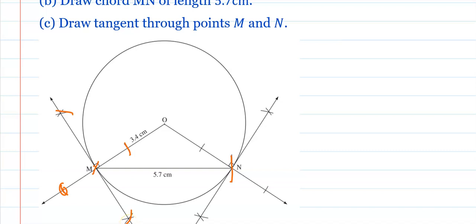नंतर taking the same distance and keeping this as a center, या साइडला इथे आर्क ड्रॉ करणार. इथे आर्क ड्रॉ करणार and join the point of intersection of these two arcs. This is the first tangent to the circle at the point M. Similarly, या N च्या ठिकाणी पण tangent draw करणार.